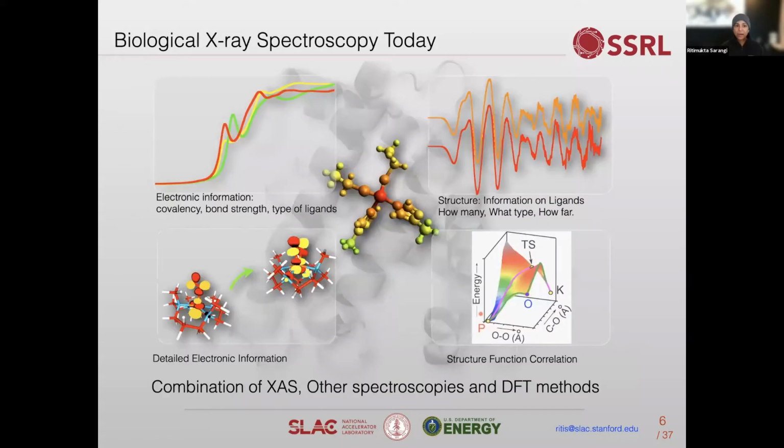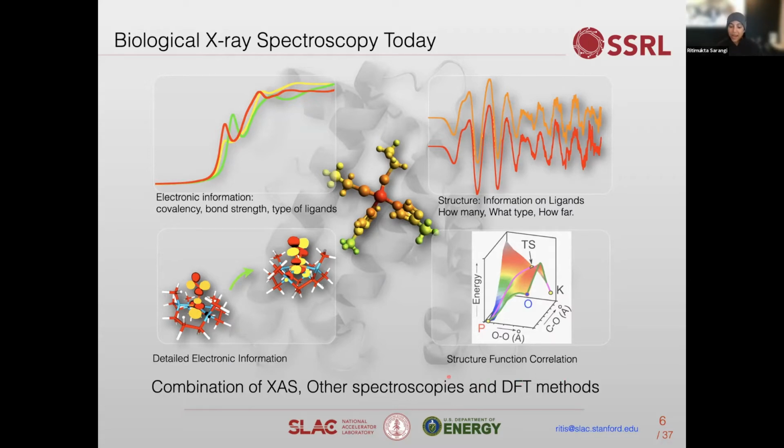So today, biological X-ray spectroscopy really involves a more in-depth, holistic look at the system. We look at the near edge zones, which is shown here, and that gives us covalency, bond strength, and type of ligands. We look at the structure, which of course, as you know, gives us information on the ligands: how many, what type, how far. And then there's a big push towards combining theory, where you add theory to get detailed electronic information about the site.